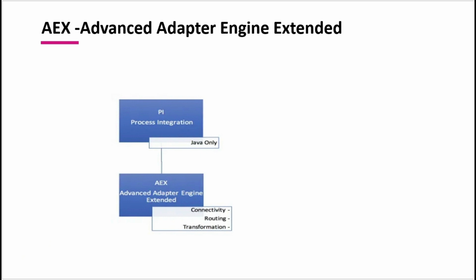Okay, so with AEX, PI became a Java AS only integration installation solution, completely decoupled from the ABAP stack. And PI 7.3 introduced IDOC and AE adapters, which could run on Java. So complete removal of the ABAP stack is a major change in SAP PI architecture.